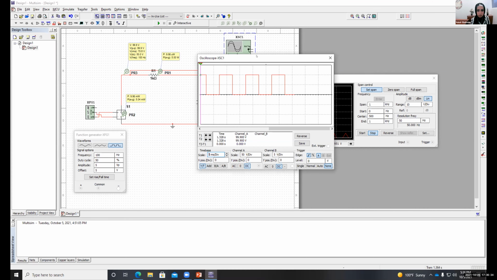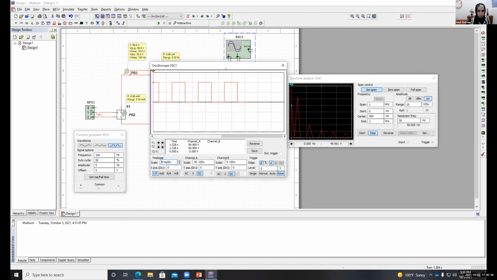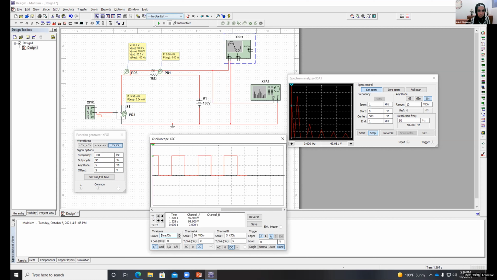Any other questions? Okay, we have to repeat that for a duty cycle of 90%. So we repeat the same steps and click on run. As you can see over here in the time domain, 90% of the time the switch was closed and 10% of the time the switch was open. And take a screenshot of this and add it to your lab report, okay?